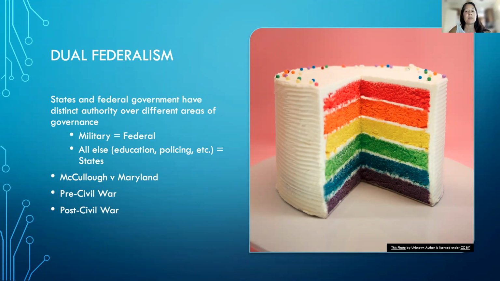In 1819, McCulloch versus Maryland starts to expand the federal authority by using the implied powers doctrine, which says the federal government can take all necessary and proper actions to maintain the United States. And that is, in this case, the creation of a national bank, but it establishes the doctrine that there are implied powers in the Constitution that the federal government has control over. So it's not just the states. So it expands that.